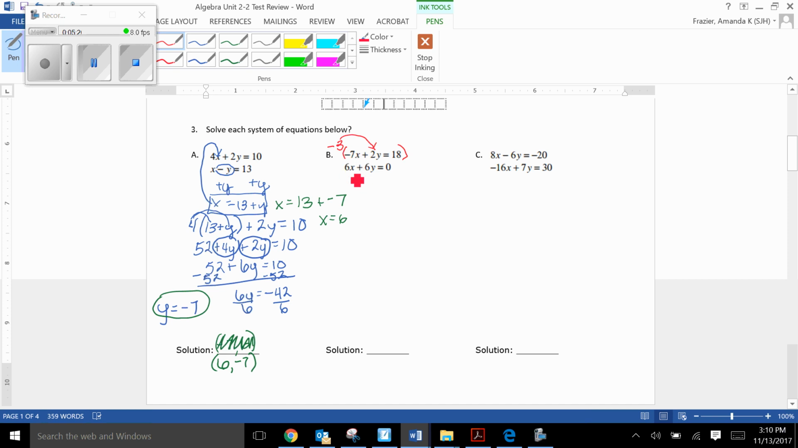Negative 3 times negative 7 is a positive 21x. And a negative 3 times a positive 2 is a negative 6y. And then I'll have negative 3 times 18 is, let's see, a negative 30 and a negative 24 is a negative 54.